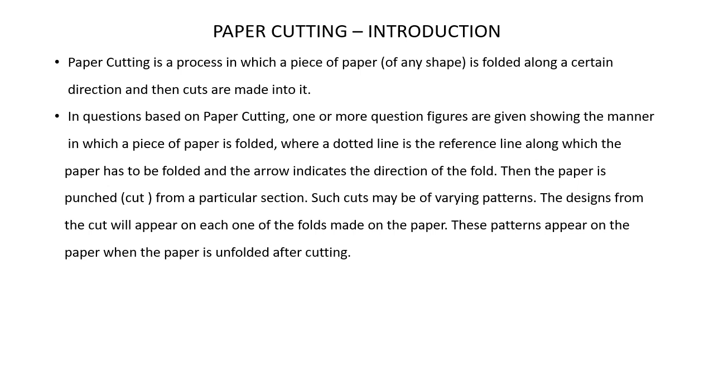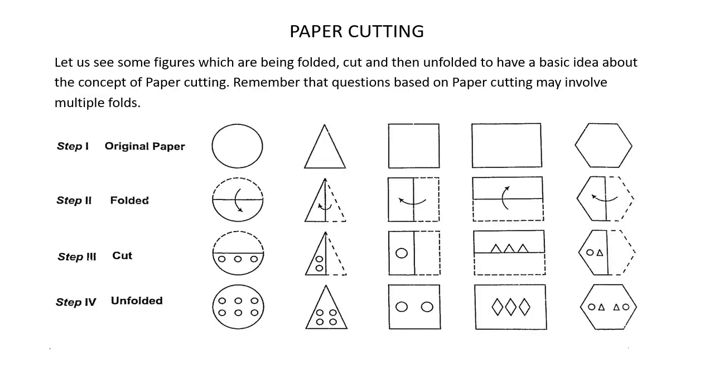Then the paper is punched or cut from a particular section. Such cuts may be of varying patterns. The designs from the cut will appear on each one of the folds made on the paper. These patterns appear on the paper when the paper is unfolded after cutting. Let's now look at some figures which are being folded, cut, and then unfolded to have a basic idea about the concept of paper cutting.